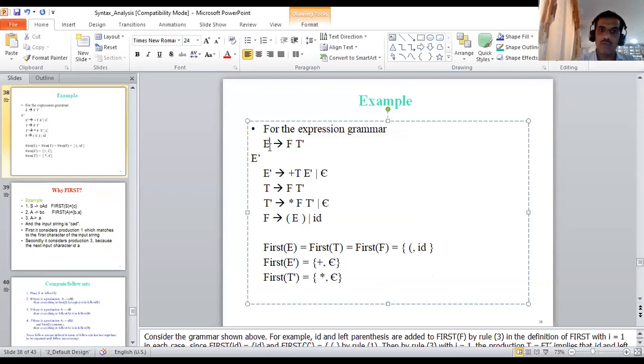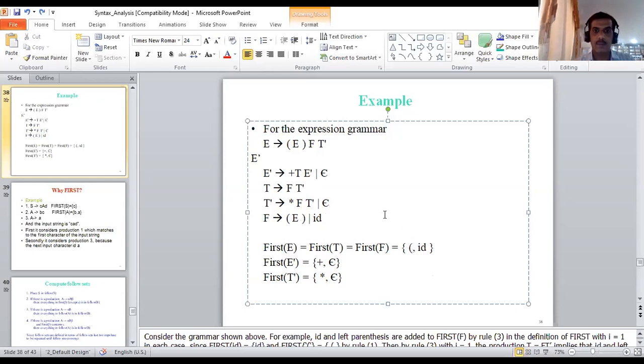Now, automatically my first of E becomes what? So I'll just apply this once again. In place of this, I'll apply this one. So when I apply this, which is the first terminal symbol in this particular alpha? Open parenthesis. Now I'll add this open parenthesis into the first of E. Now my first of T has got first of F. My first of F is, one is open parenthesis, the other one is ID. Then my first of E will have open parenthesis and ID.